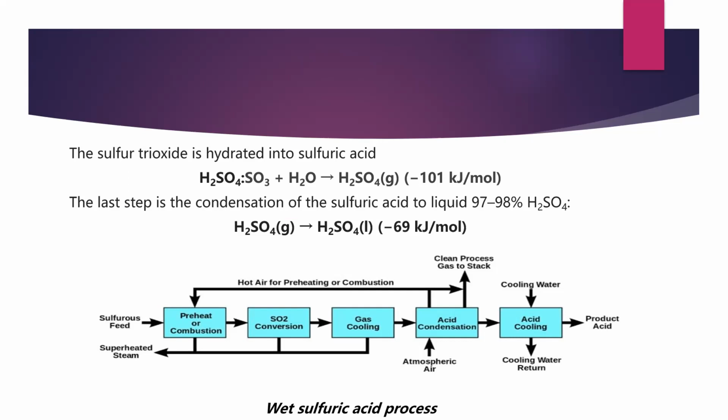First, the sulfur feed is preheated or combusted, then SO2 conversion, then gas cooling, acid condensation and acid cooling, and the product is formed. The final product is the acid.